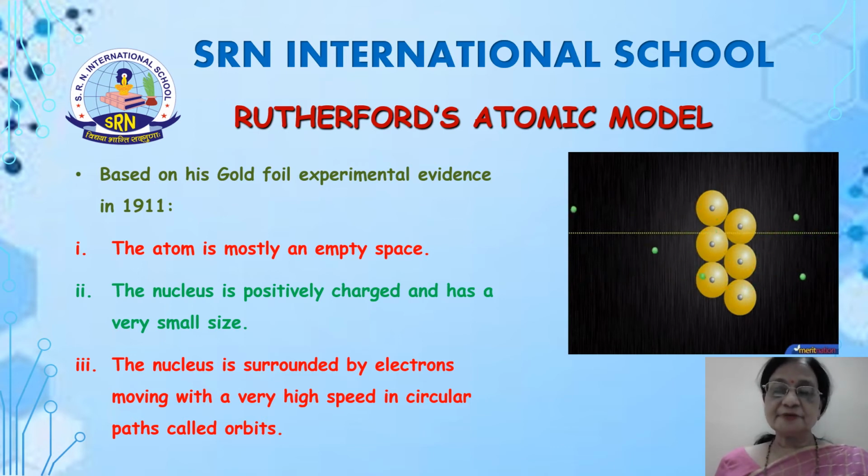Based on the experimental results, Rutherford gave his new model of the atom, and the features are: first, the atom is mostly empty space. Second, the nucleus is positively charged and has a very small size. Third, the nucleus is surrounded by electrons moving with a very high speed in circular paths called orbits.